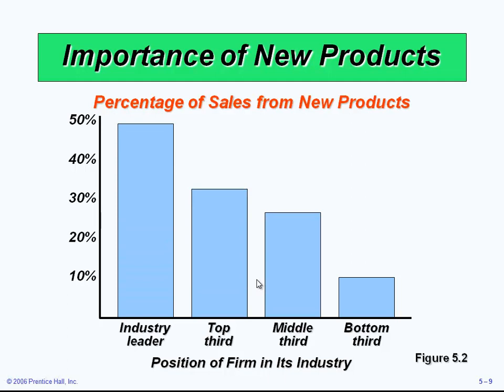This graph shows that leading companies generate a substantial portion of their sales from new products less than 5 years old. But not all new products will succeed. Actually, it will take almost 250 ideas to produce one product.